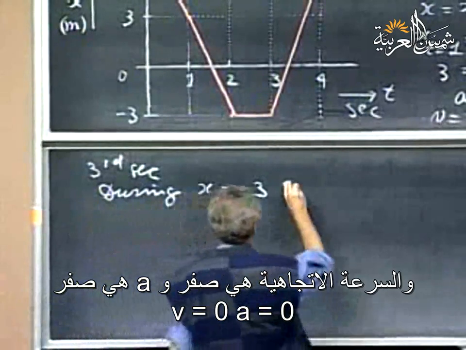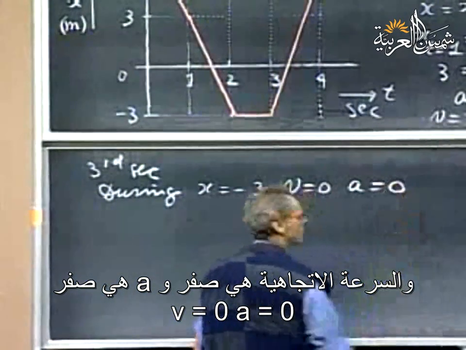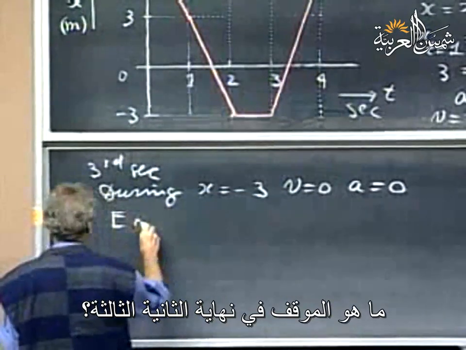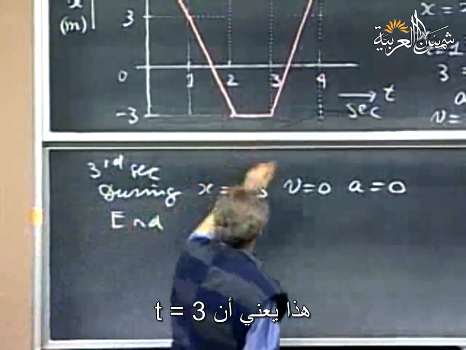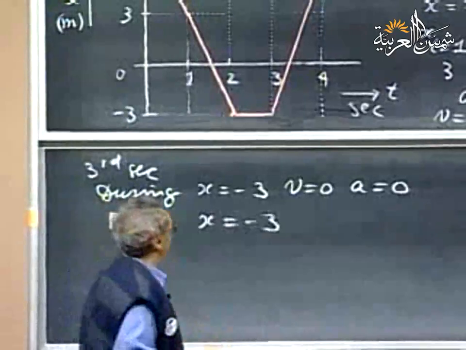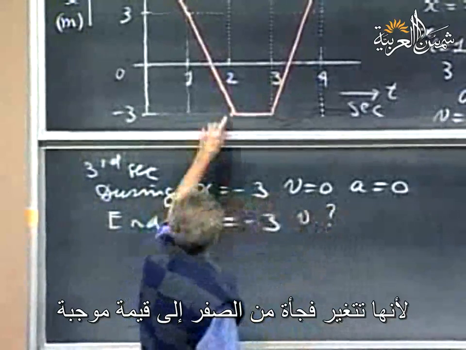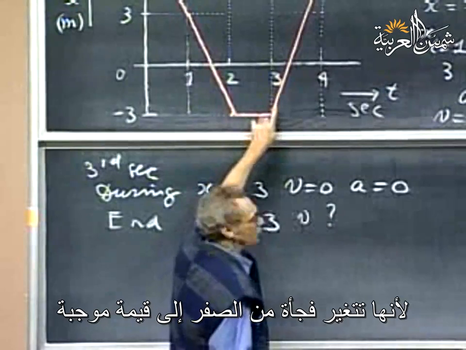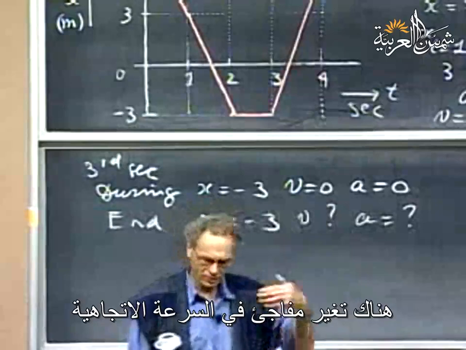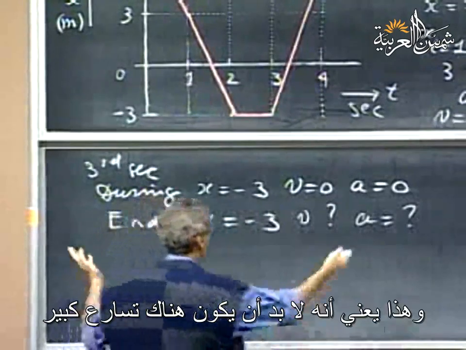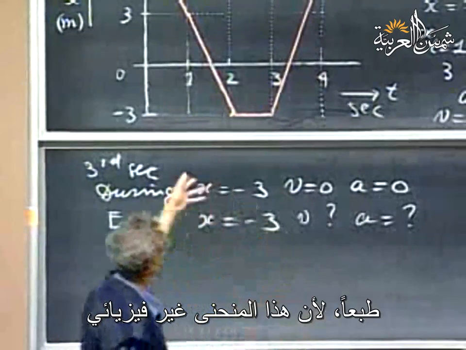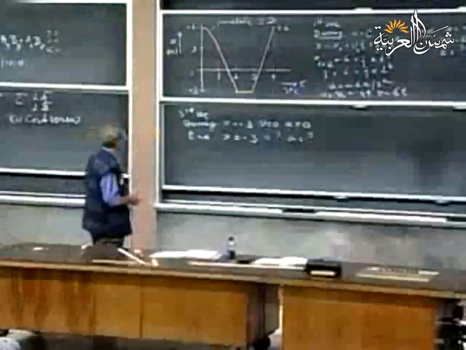And the velocity is 0, and a is 0. We can agree on that. What is the situation at the end of the third second? That means t equals 3. Well, all I know is that x is -3. That's non-negotiable. What the velocity is, I don't know, because it's changing abruptly from 0 to a positive value. So that's ill-defined. And the same is true for the acceleration. There is a sudden change in velocity. That means there must be a huge acceleration. It's unknown, ill-defined, because this curve is, of course, not very physical.